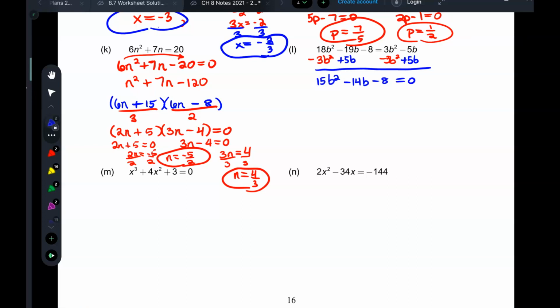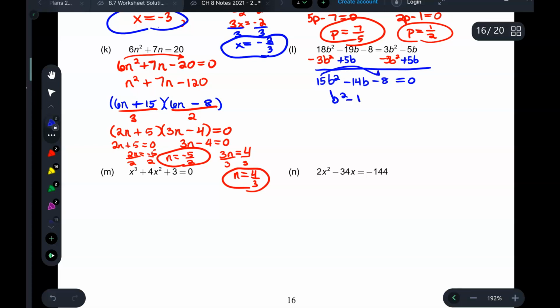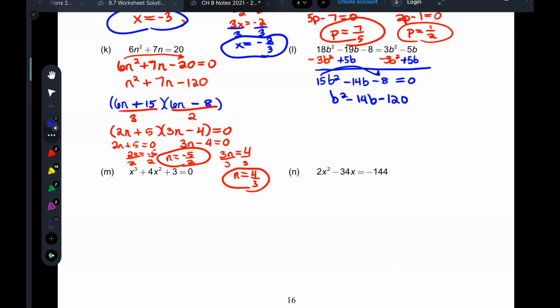Okay, good. So we're going to multiply that out, because you have to multiply 15 by negative 8. So 15b squared minus 14b minus 120. Actually, I'm not going to put my equal 0. Whew. I think we could probably stop after this one and you can start the worksheet.